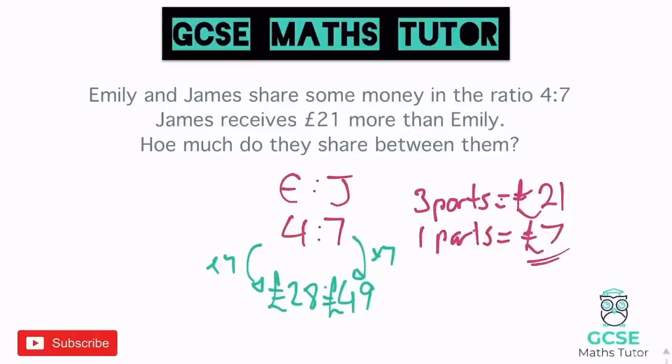It says how much do they share between them. So if we add these together, it gives us the total amount. So 49 plus 28 gives us 7 and 7, so £77. There we go, so they share £77 between them.